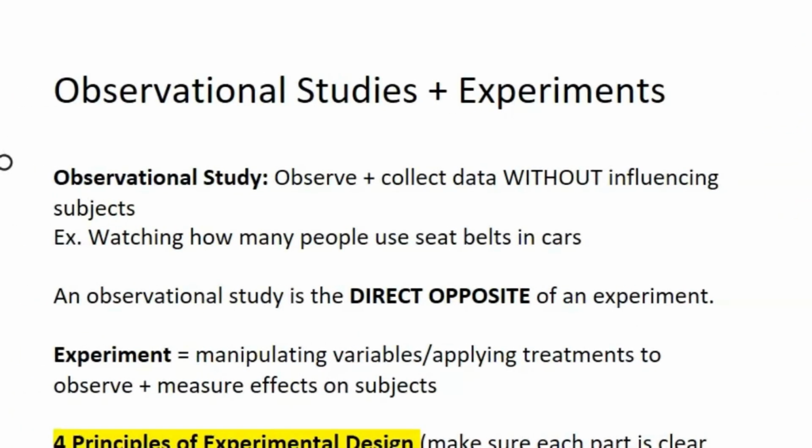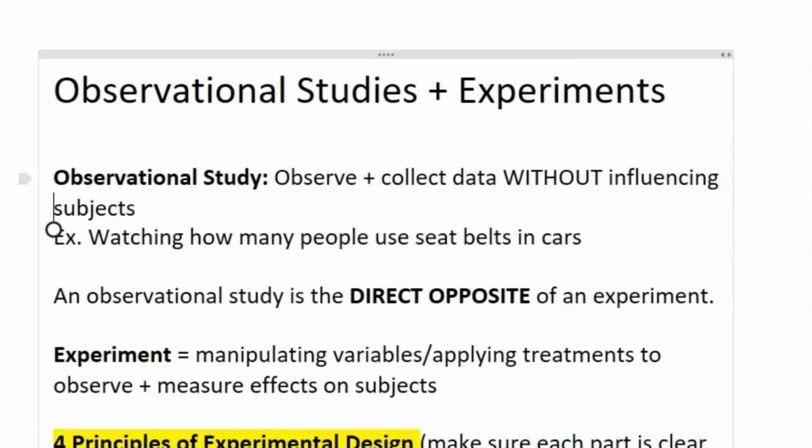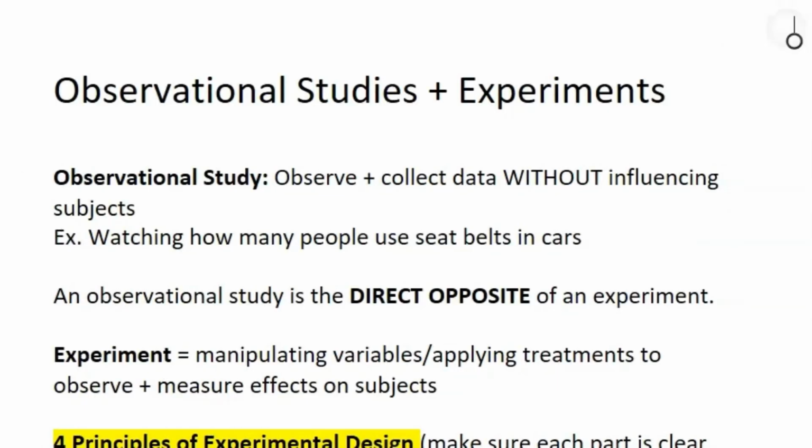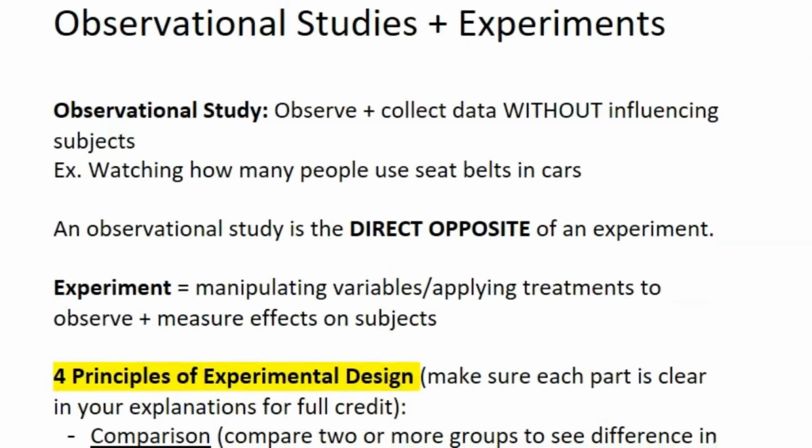Okay, so now let's talk about observational studies and experiments. An observational study is different from an experiment because in an observational study, you only observe and collect the data without influencing the subjects. For example, if you just sit in your car and watch other people in their cars and see how many people use seatbelts, you can't do anything about them, right? You're just simply sitting there and observing variables of interest. The observational study is the direct opposite of the experiment.